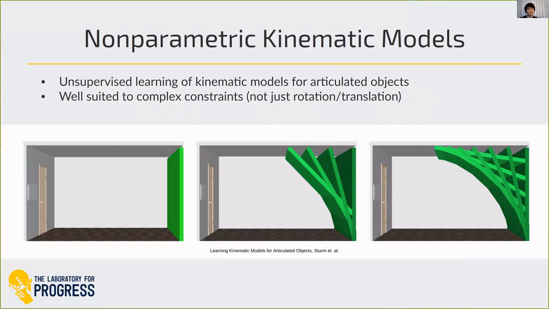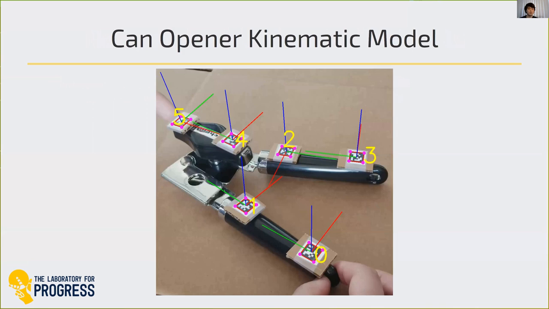Finally, we use atlas learning to produce non-parametric kinematic models for articulated objects. For objects with kinematic loops or with non-standard constraints beyond just rotation and translation, manifold learning has been effective at producing kinematic models. However, rotational joint limits will appear as holes in the manifold, so atlas learning is required. This can opener presents an example of such an object. To learn a kinematic model, a human manipulates the can opener in front of a camera, and April tag fiducial markers are used to obtain link poses.